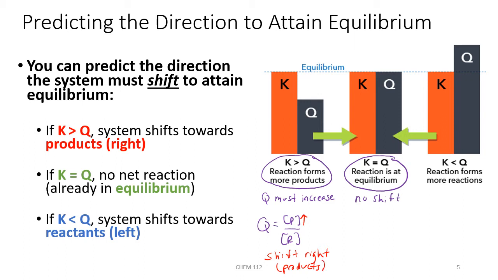The last situation we could have is where K is less than Q, or in other words, Q is bigger than K. In this example, Q must decrease.